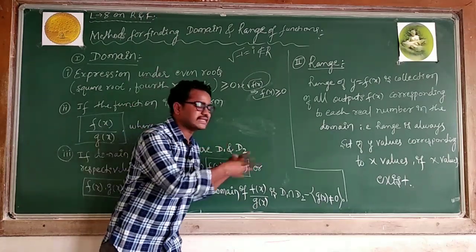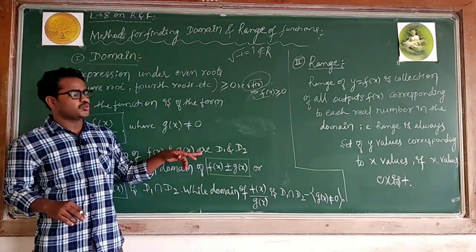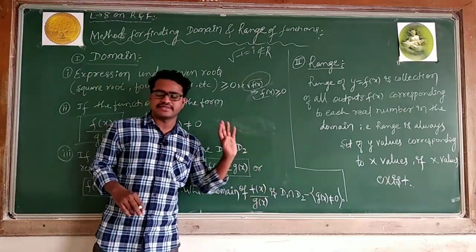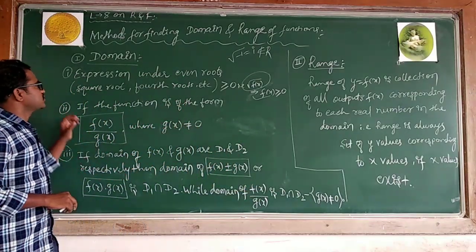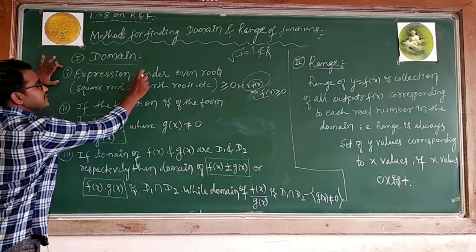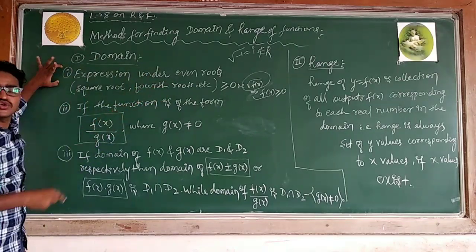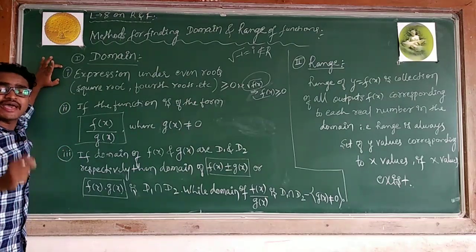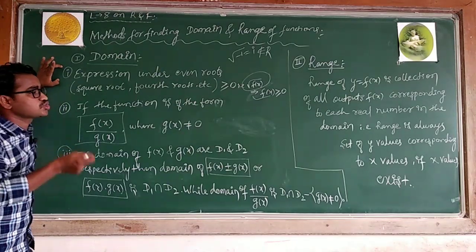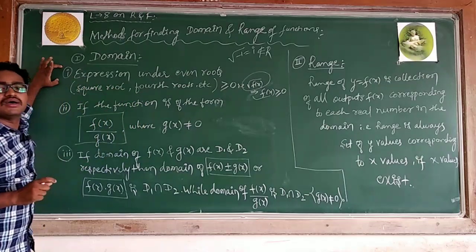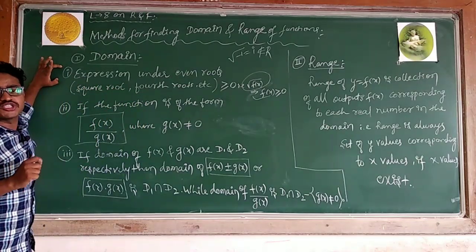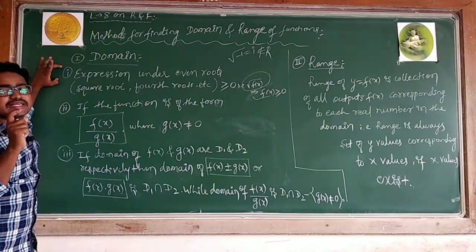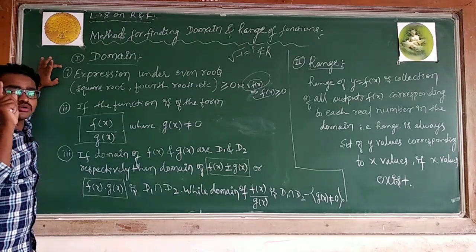Means you have to eliminate from the common points the ones giving 0 in the denominator. This is the three major points. The expression under an even root: avoid negative values in the root, because you will get imaginary roots. Imaginary roots do not belong to the real numbers. When we are studying functions, we are studying only the real number case. Whenever you are getting imaginary values, you have to avoid them compulsorily.